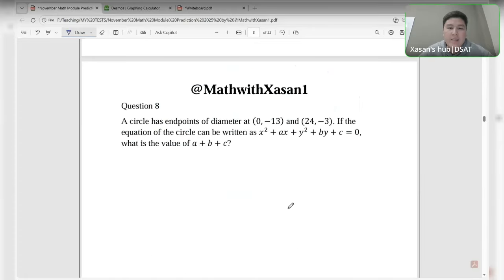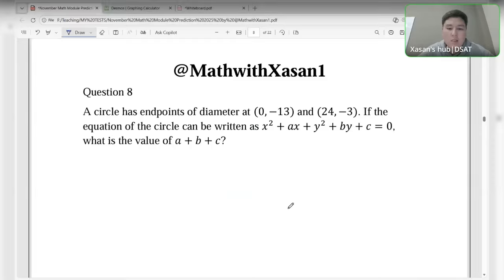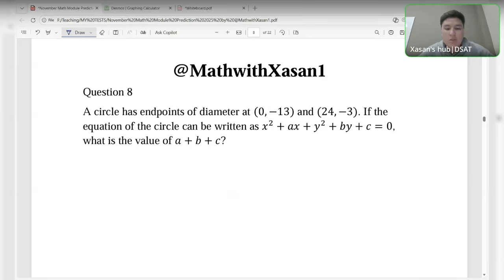So, yeah, guys, this is now question 8. And that's, guys, a new question here, created like yesterday. And let's see, guys, how you can solve this one.